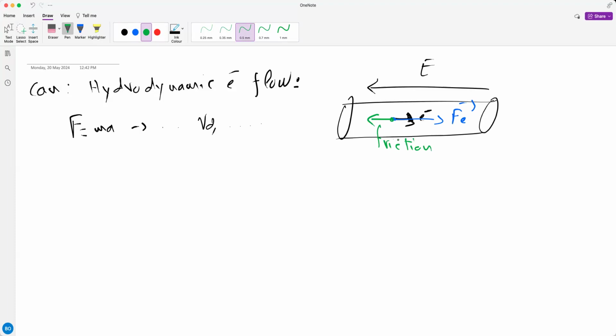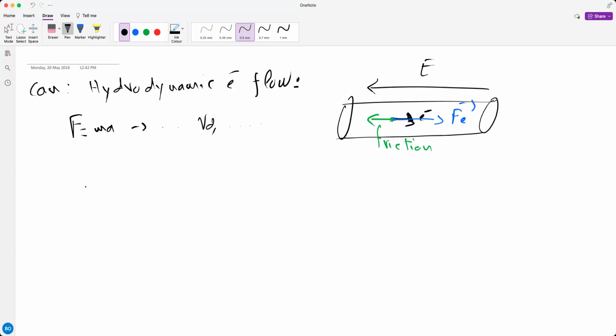Exactly. It's like if you are moving in a tunnel with a lot of people. You will not be able to run, because when you run, you start colliding with people. So this is a friction. It will slow down your motion. So how do we do this? We can apply F equal ma.